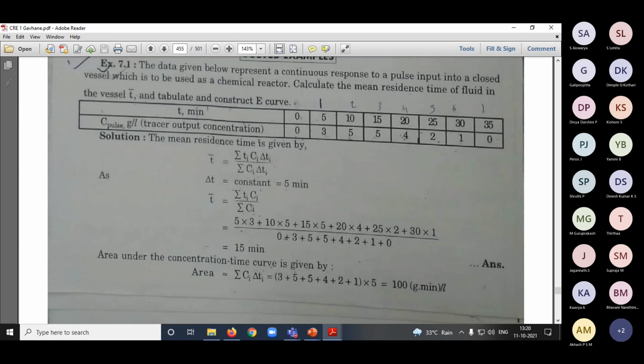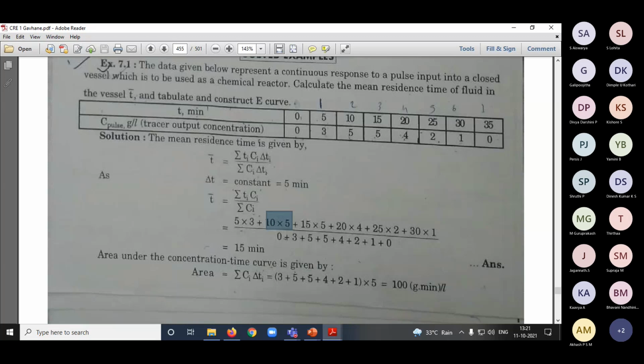So how to do it now? T1, C1. What is T1, C1? 0 into 0, that is 0. Next, T2, C2: T2 is 5, so 5 into 3, that is what you are putting here. 5 into 3. 10 into 5, right? Here, 10 into 5. Then 15 into 5. Is it correct? Yeah, 10 into 5, 15.